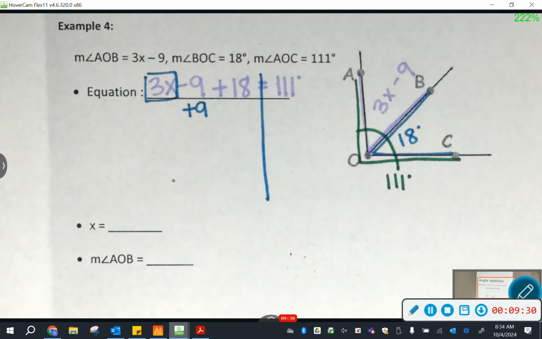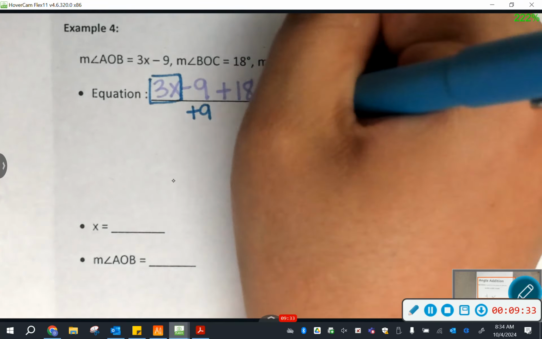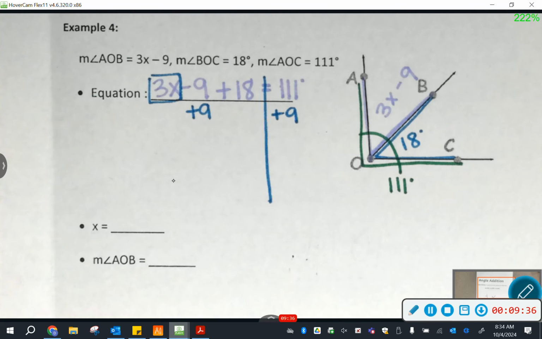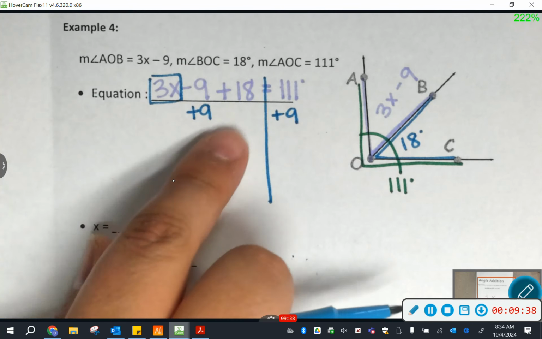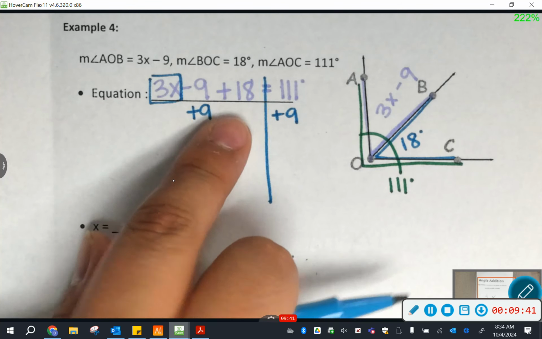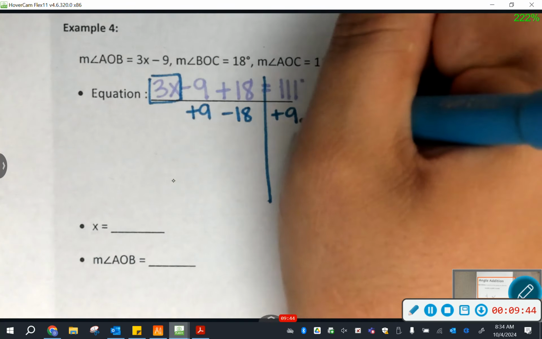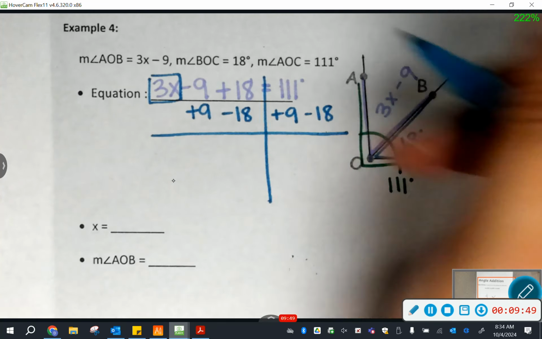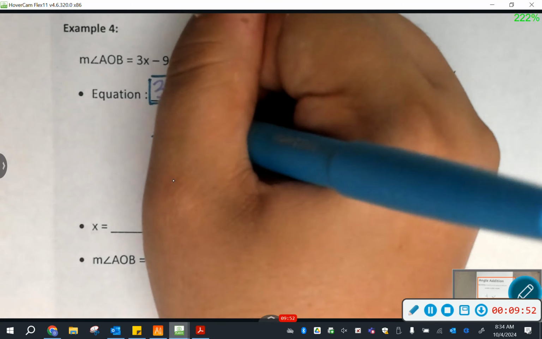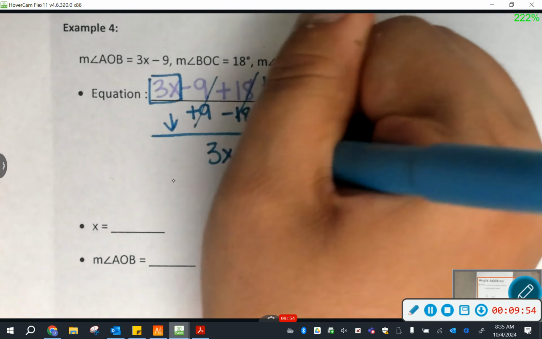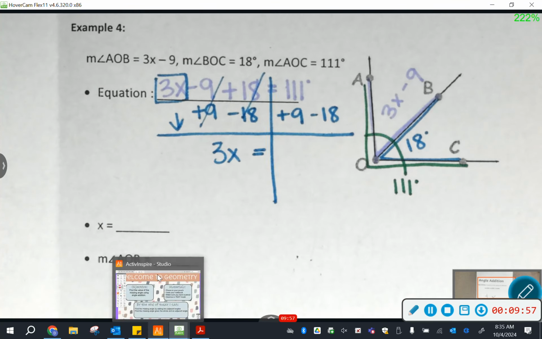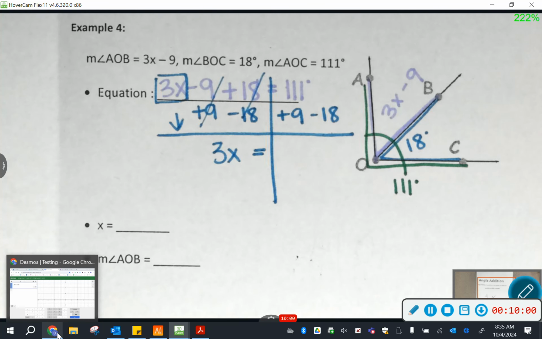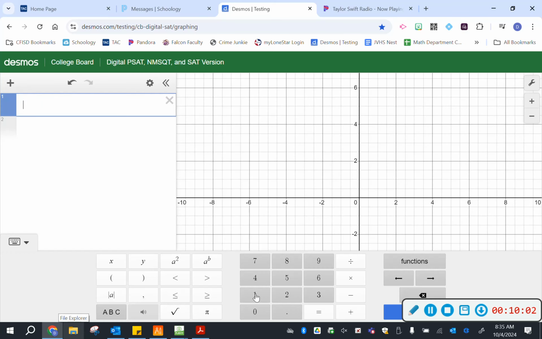What you do to one side, you do to the other side of this line. But he got another side chick. How do I get rid of plus 18? Can I do that? For sure. And just put that in the calculator. What is 111 plus 9 minus 18? It is 102.